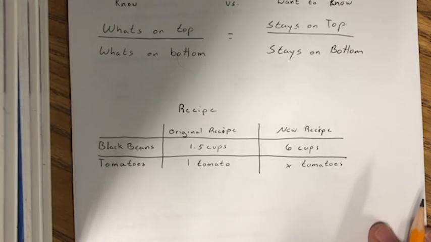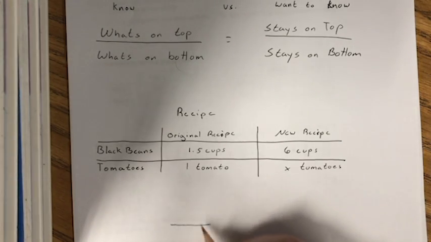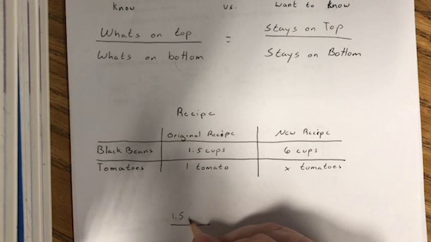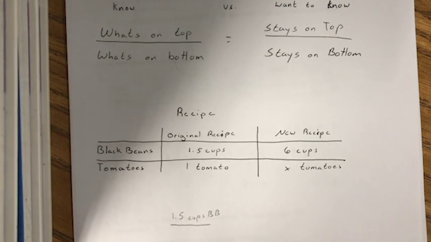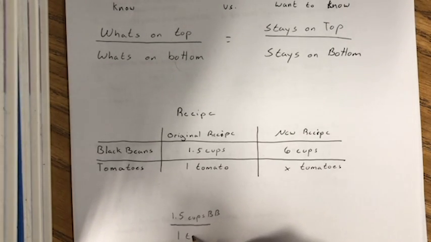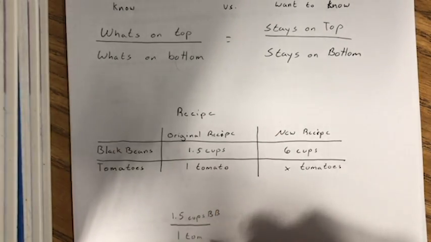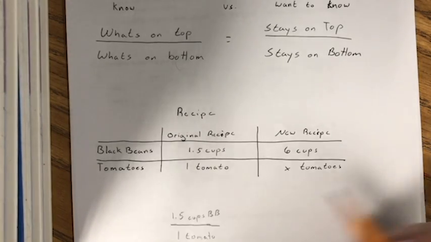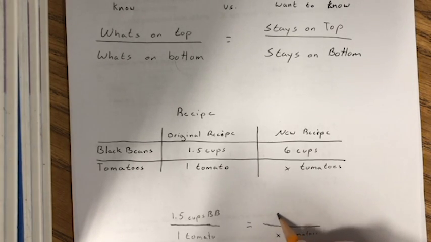Well, let's look at that concept. What do I know? Well, I know this as a fact. I know that I need 1.5 cups of black beans. What else do I know? I know that I need 1 tomato. And this is to do my original recipe. And I can't spell tomato for some strange reason. There it is. And that's going to be equal to what I want to know. What I want to know is how many tomatoes does 6 cups of black beans need.